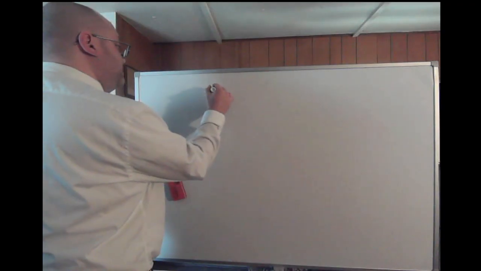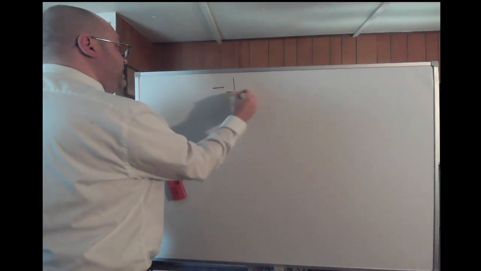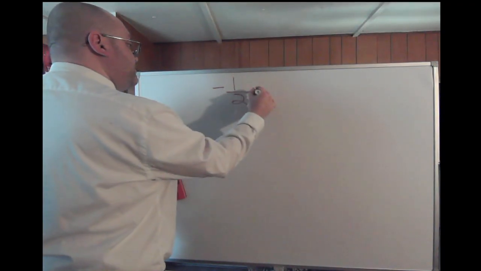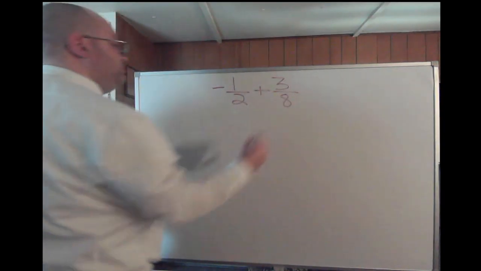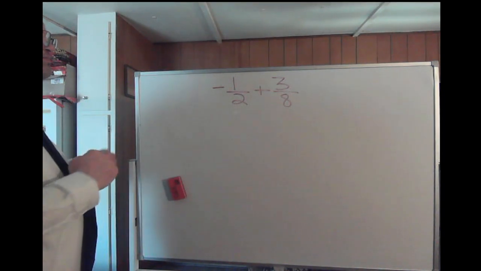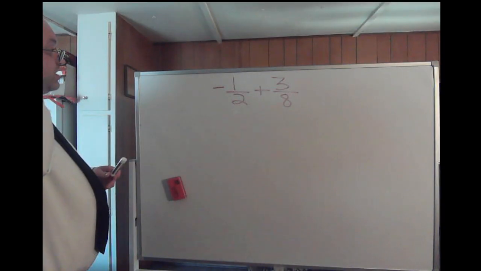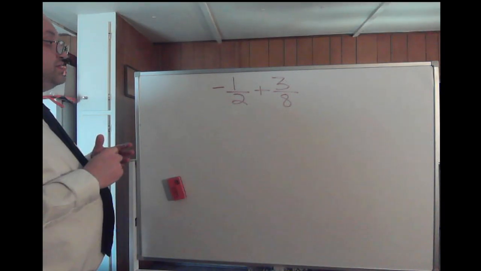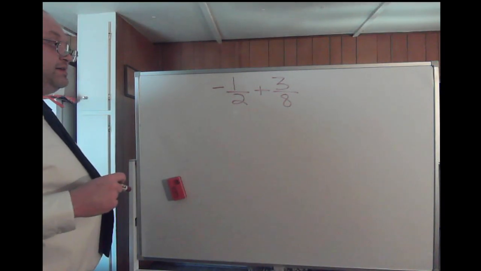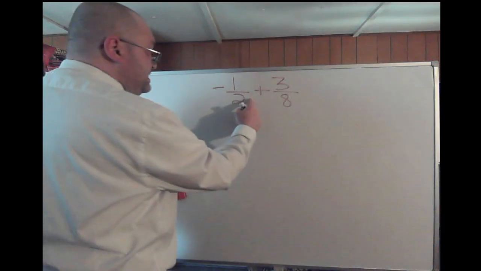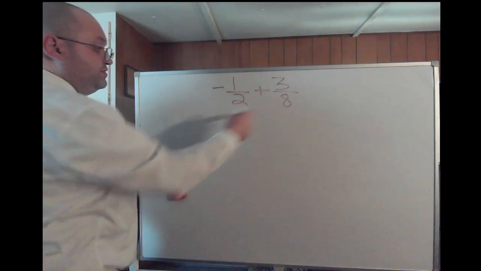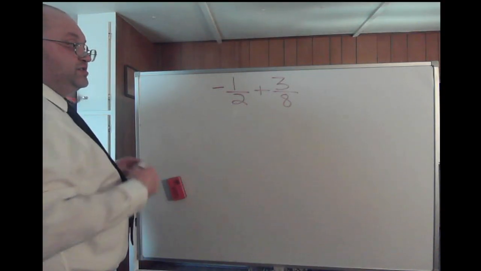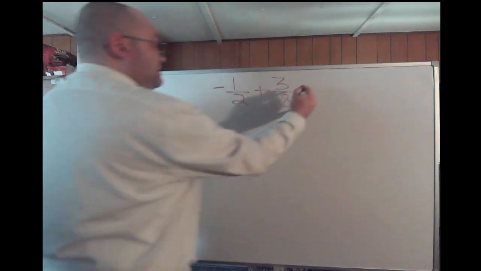Now we have negative 1/2 plus 3/8. Well, what you're going to have to do, of course, once again, is find the least common denominator between 2 and 8, which is the least common multiple of 2 and 8. The least common multiple of 2 and 8 is 8.